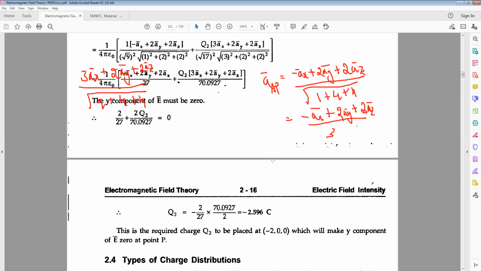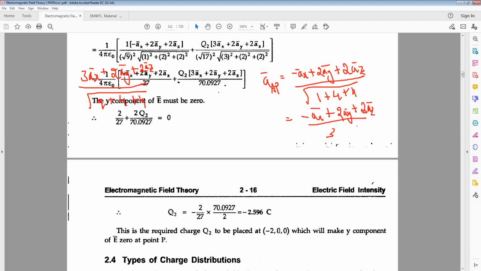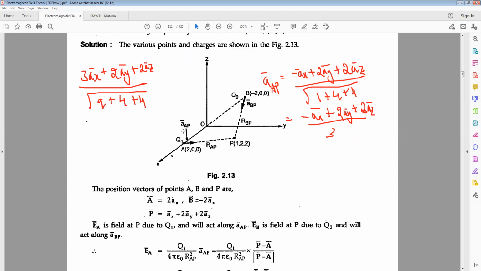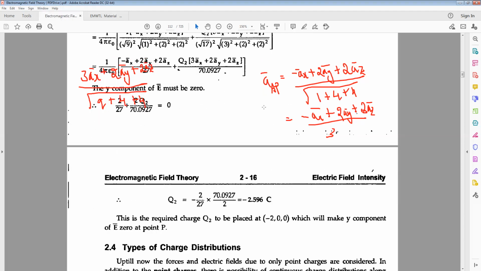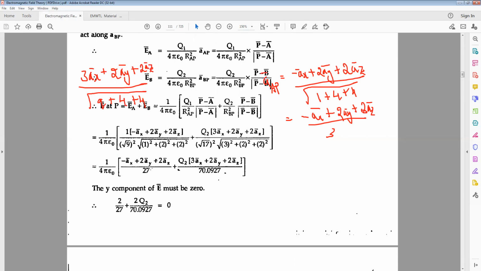Got it, my students? And Q2 is equal to what? We can take only the AY component and equate it to 0. Then Q2 is equal to minus 2.596 coulombs. It means the charge at the point (-2,0,0) is minus 2.596. This is the required charge Q2 to place at (-2,0,0), which will make the Y component of E bar 0 at point P. The Y component only we have to take as 0.